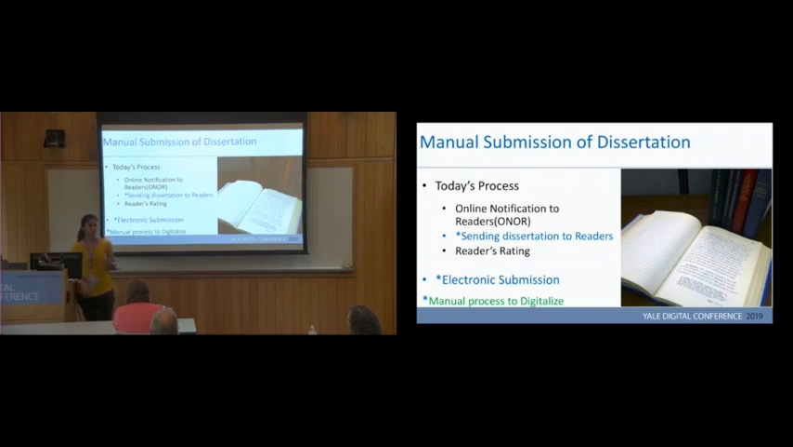Once it is approved, the readers get the dissertation, the hard copy of the dissertation, from the registrar office. They go through that and give their ratings. How do the readers give these ratings? It's an email which is sent out from our system. If it's a Yale or non-Yale reader, doesn't matter. They get an email and they can come in and enter the ratings of the reader.